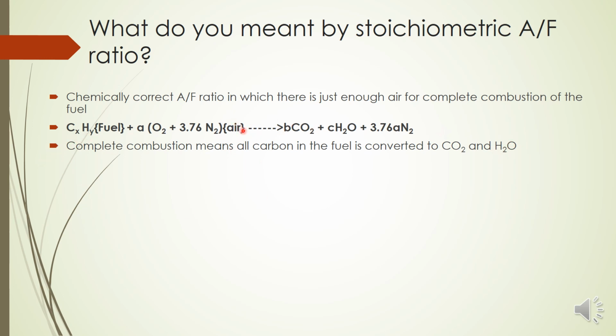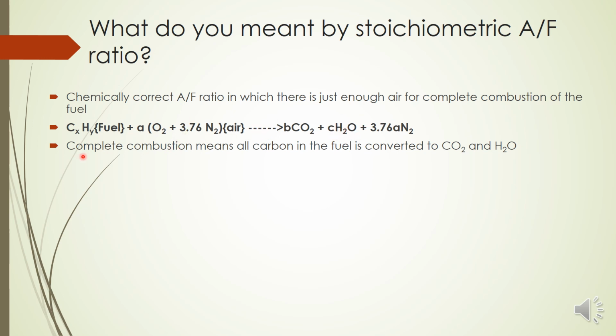Now how will you find out this a value? Then only you can find out the stoichiometric air fuel ratio. Just balance the atoms on both sides. First balance the carbon atom. You can see this b is equal to x, because only carbon atoms are present here. Similarly, balance the hydrogen atom next. On the left side we have y atoms of hydrogen, and on the right side we have 2c. So that means c is y by 2.